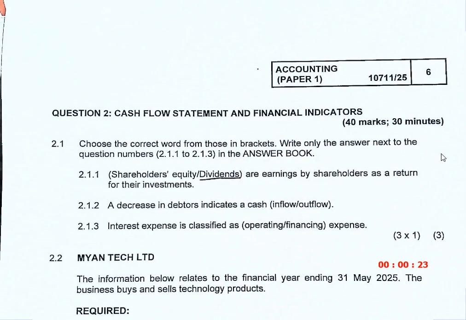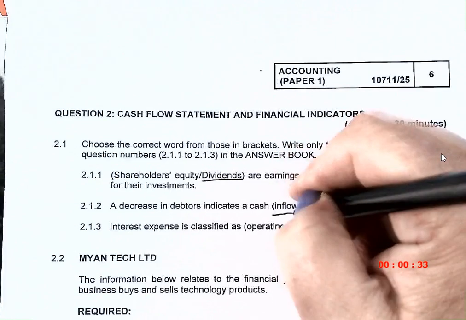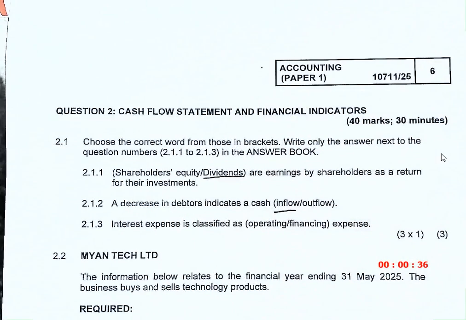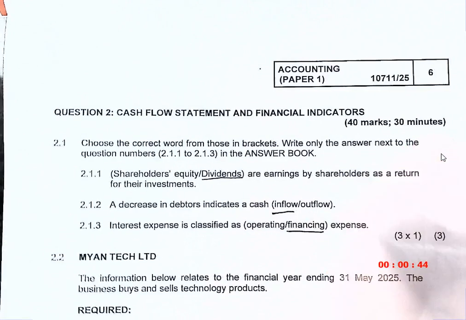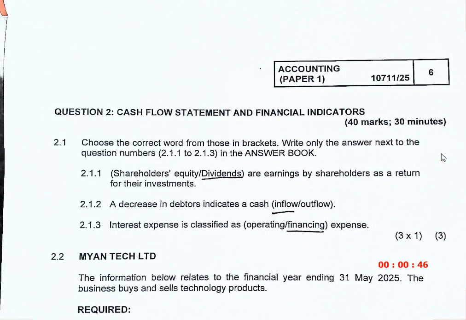Okay. A decrease in debtors indicates a cash inflow or outflow. So, if a debtor pays me, is money coming in or out? In. It's an inflow. Interest expense is classified as an operating or financing expense. And it's definitely financing, because if you do your income statement, it was not part of operating expenses. You do it separately at the bottom.